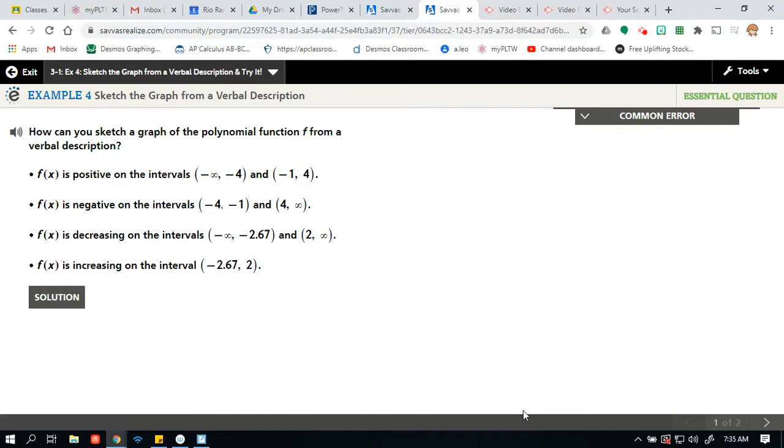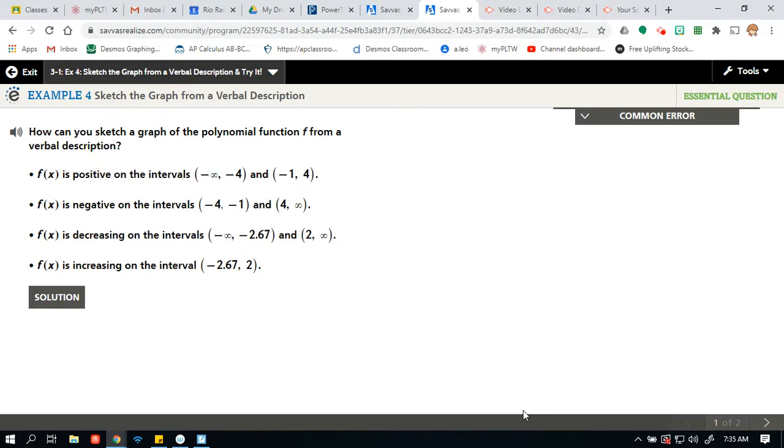Everybody, in this example, we're looking at topic 3, lesson 1, example 4: sketching a graph from a verbal description. Before this, we've seen the different degrees. We've talked about standard form. We've looked at negative and positive leading coefficients. And now we're looking at increasing, decreasing versus positive and negative. So how can you sketch a graph of a polynomial function f from a verbal description?